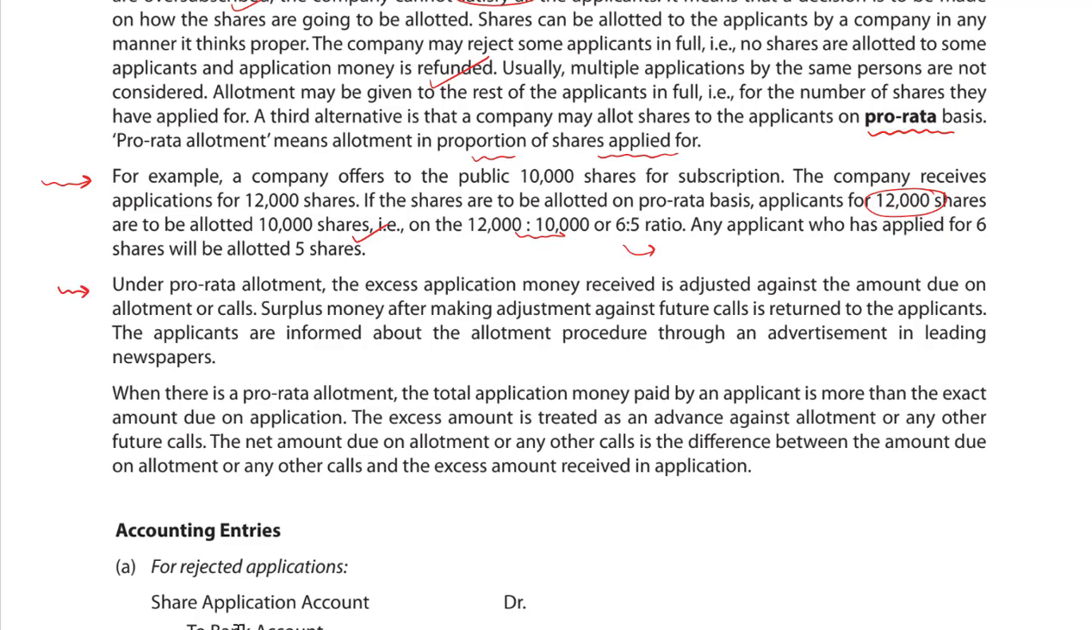Under pro rata allotment, the excess application money received is adjusted against the amount due on allotment or calls. Surplus money after making adjustment against future calls is returned to the applicants. The applicants are informed about the allotment procedure through an advertisement in leading newspaper. When there is a pro rata allotment, the total application money paid by an applicant is more than the exact amount due on application. The excess amount is treated as an advance against allotment or any other future calls. The net amount due on allotment or any other calls is the difference between the amount due on allotment or any other calls and excess amount received on application.